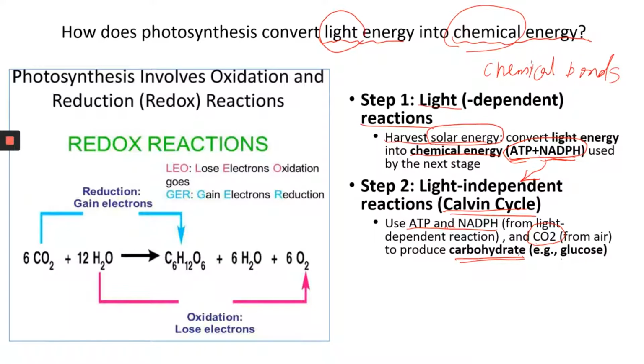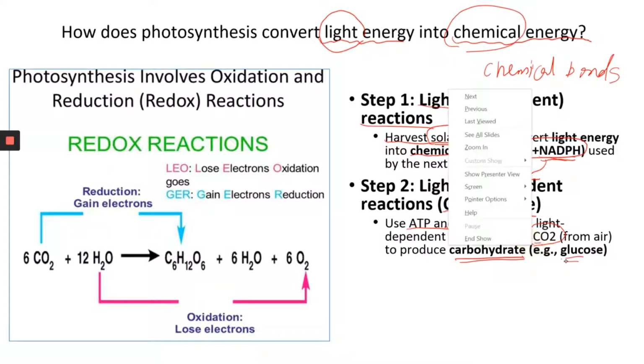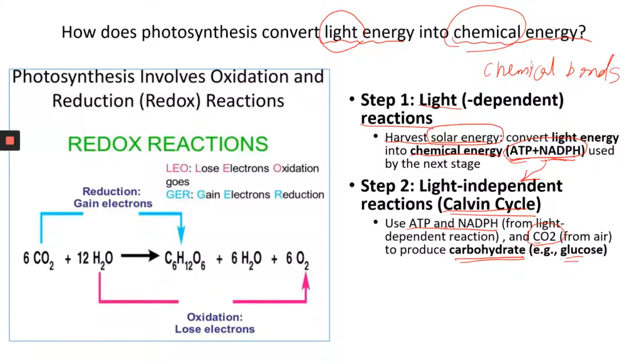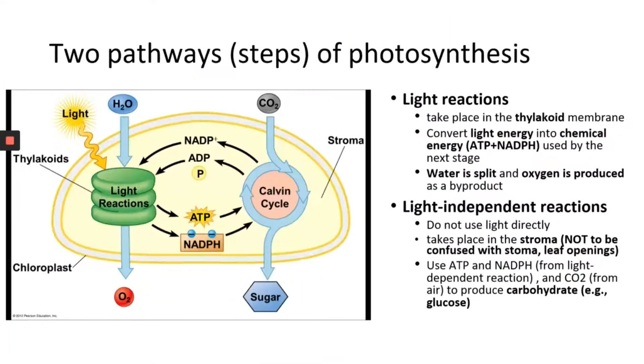So provide energy to synthesize glucose, and provide electrons so that the carbon is reduced to the carbon in glucose. Remember the reaction that we looked at earlier? Carbon is reduced, right? It's reduced over here. So you need to provide electrons to reduce the carbon, because when something is reduced, that means it's gaining electrons. All right, now that's the two general steps.